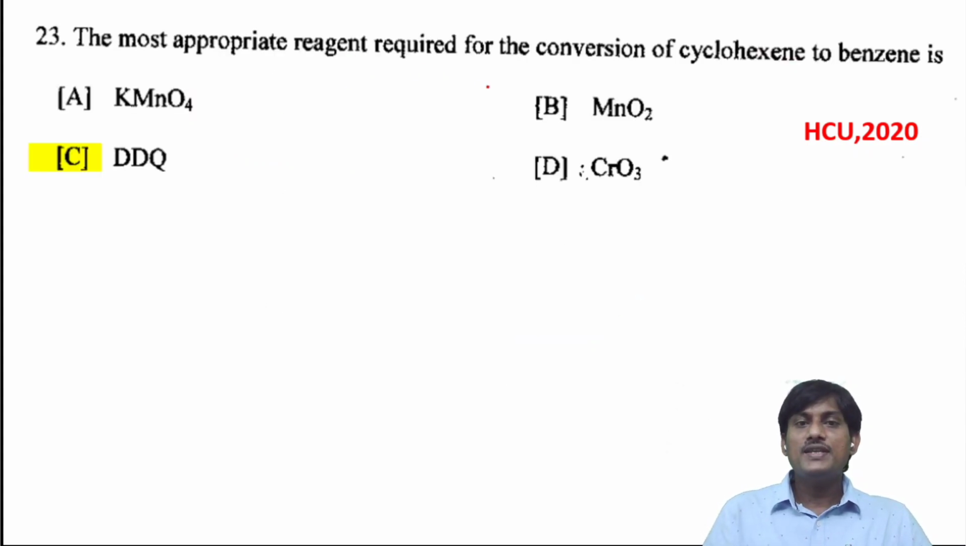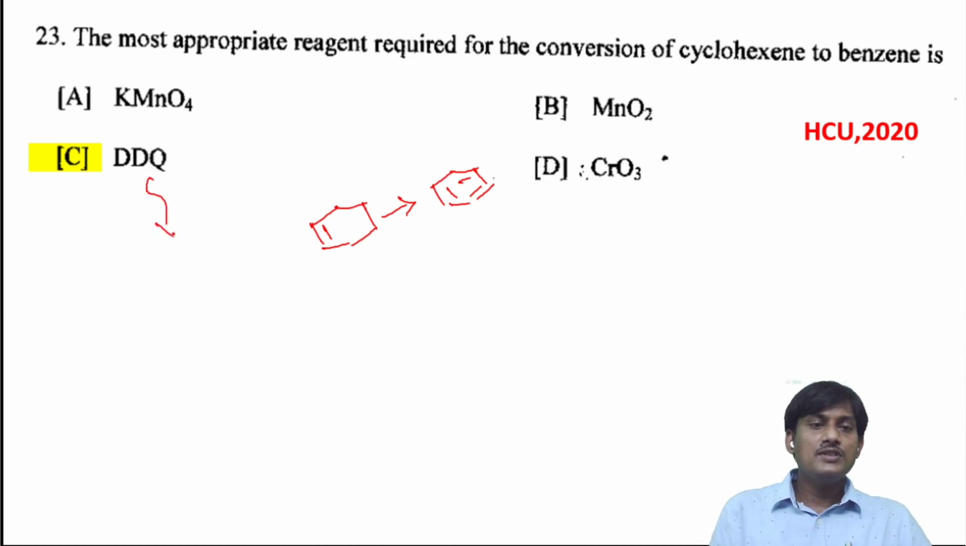The most appropriate reagent required for the conversion of cyclohexene to benzene. Okay, here there is a conversion of cyclohexene to benzene. You have to remove 4 hydrogens in order to convert cyclohexene into benzene. DDQ is a reagent which is used for the removal of 2 hydrogens or 4 hydrogens from cyclic molecules, and there is an aromatization of cyclic molecules.